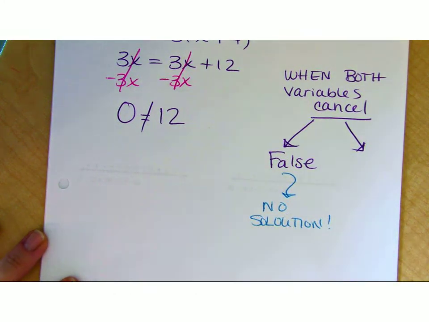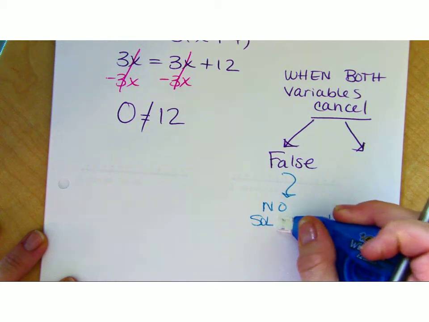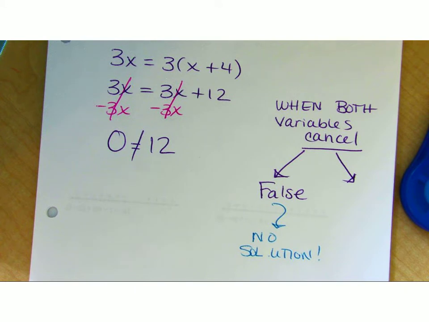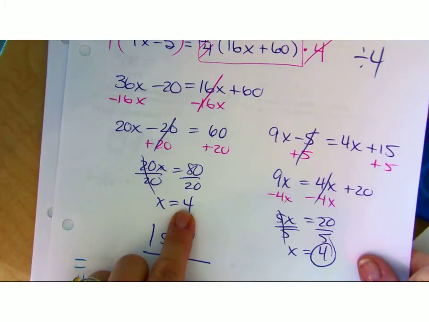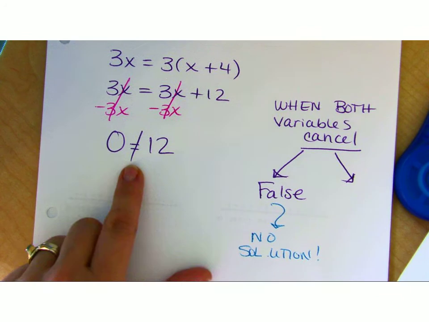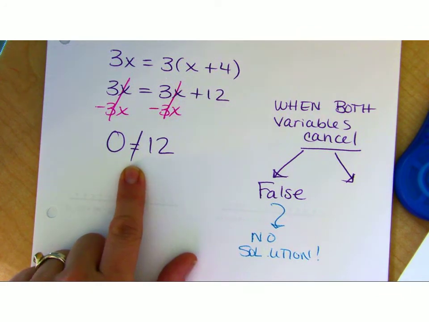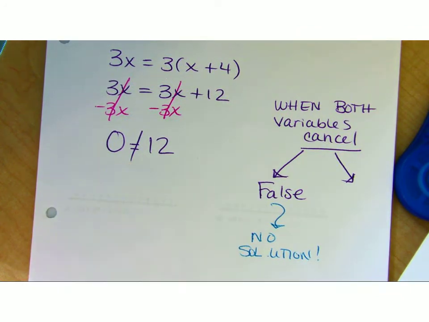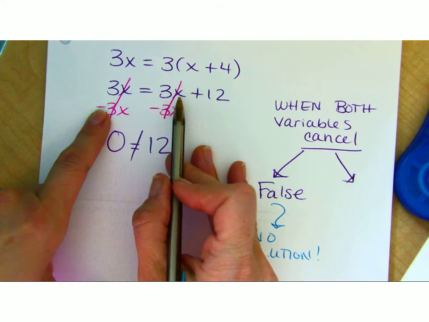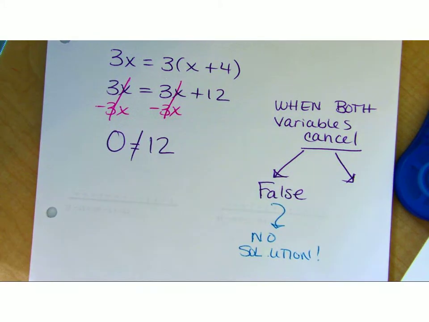There's no solution. No solution. Because just like I'm looking on this other one, hey, 4 worked here. 2 worked here. Nothing's going to work for x. That's what no solution means. Try as hard as you want. You're never going to come up with a number that you can put there, because 3 times a number will never equal 3 times a number plus 12 more. Got it? Okay? So that is called no solution.